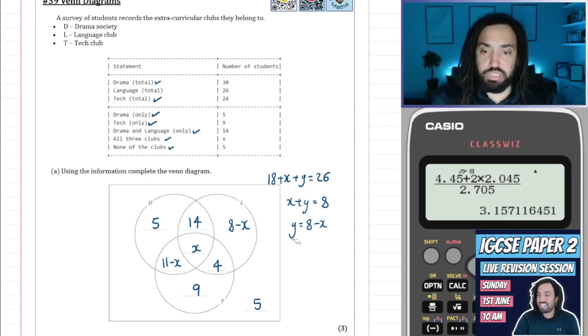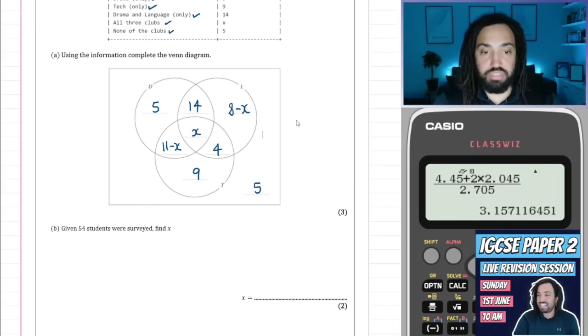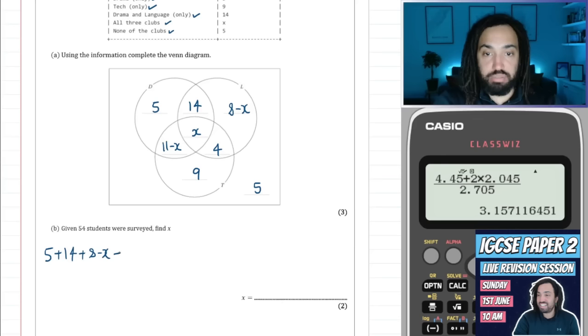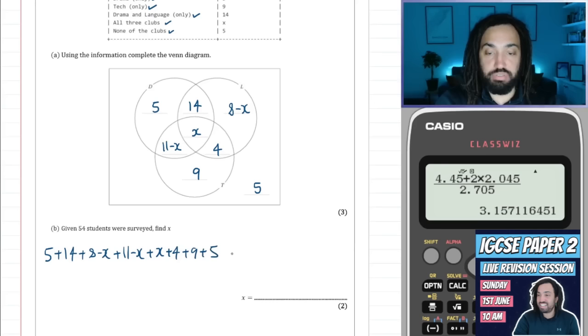Well, that was actually quite tricky. Okay, so that's the Venn diagram done. And now it says given 54 students were surveyed, find x. Well, we need to add up all of the terms in here. So we have to do 5 plus 14 plus 8 minus x, and then plus 11 minus x plus 4, and then plus 9 plus 5, and that's equal to 54.